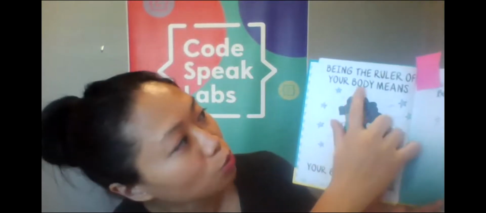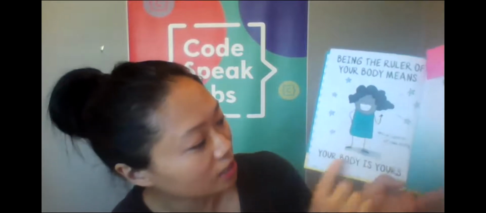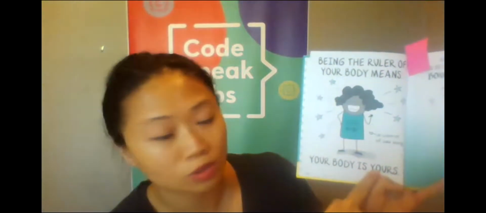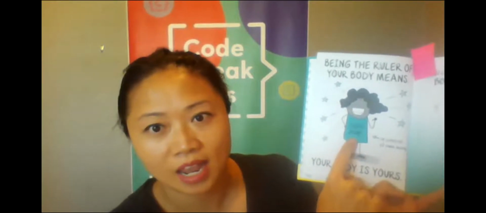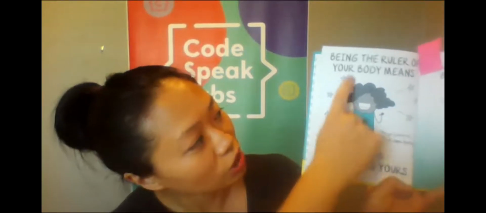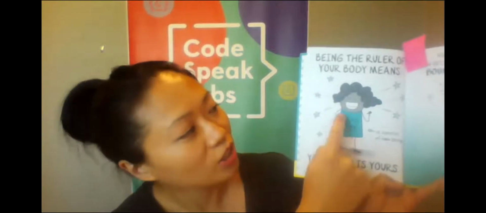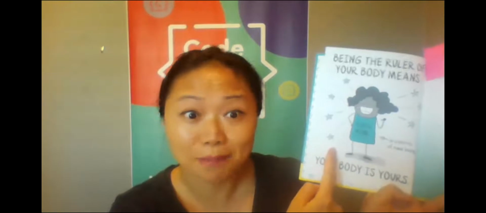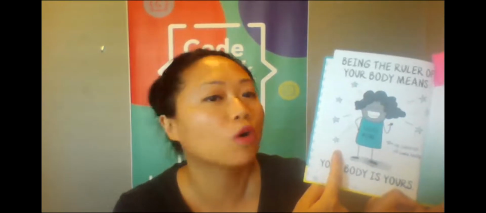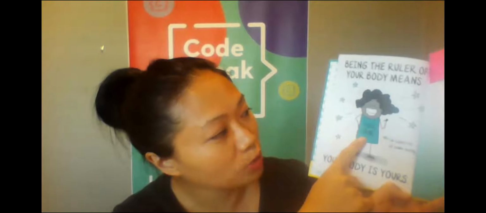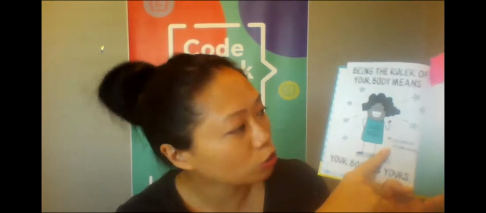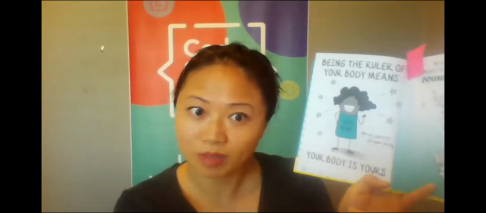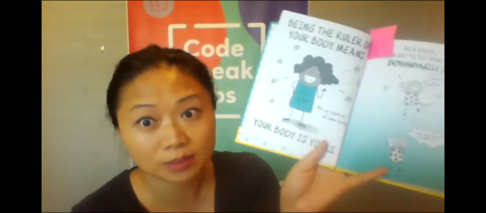So for example, being the ruler of your body means your body is yours, 100% mine. So you can see, look at these details. Look at these stars. Look at these little dashes. You can see this character, this person is really happy. They feel like they just won an award. They're on top of the world, 100% mine. Little arrow, in control of own body. Awesome. Now we're going to check out some other emotions with very similar characters.